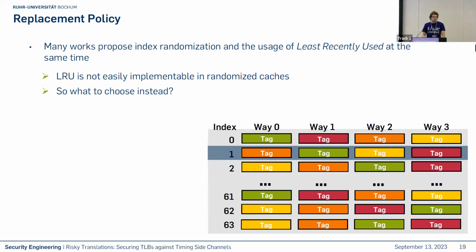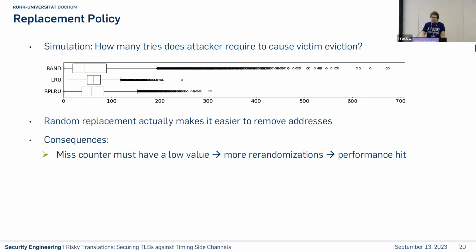So what could we do instead? And the first thing which came to our mind was to use random replacement, because it's very easy to implement. However, we ran a simulation on how many tries the attacker needs to find a collision. And there's this graphic here, which we did, and random replacement is at the top and LRU is right below it. And the box for random replacement is lower than for LRU, which indicates that it's actually easier for an attacker to find a collision if you use random replacement. And that's just because the attacker doesn't have to care about the age relation. So it would be very great if we could use something like LRU.